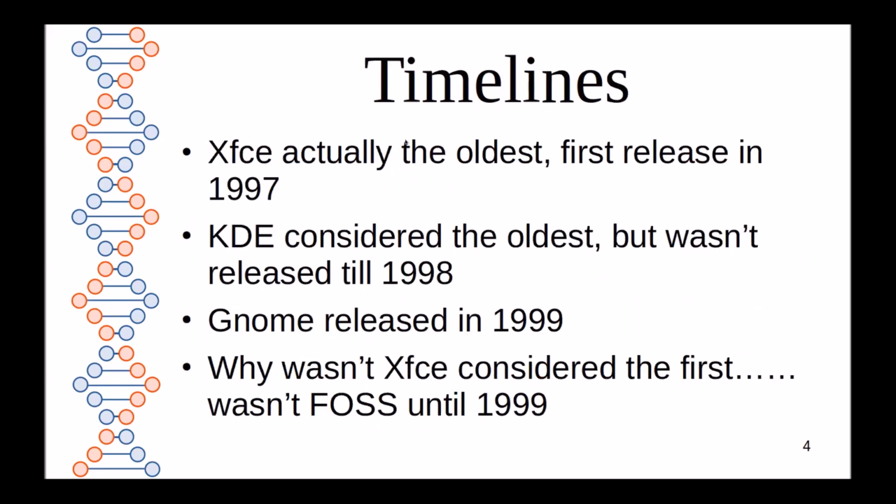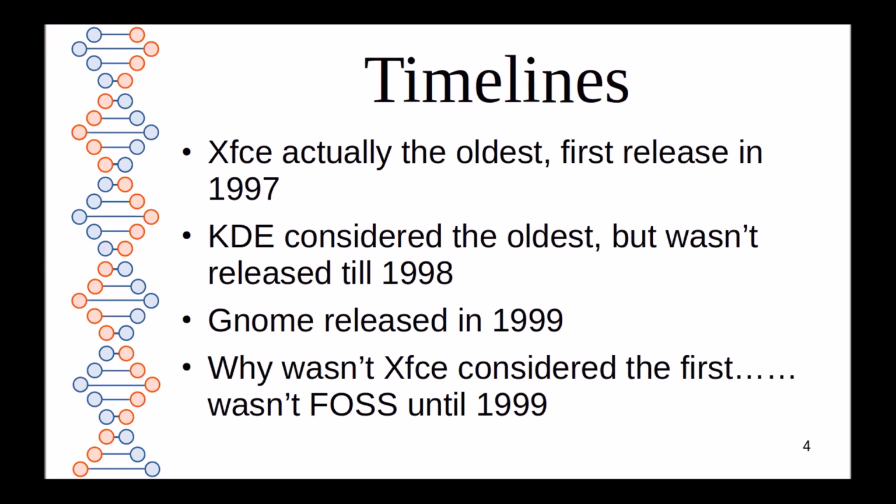In terms of timelines, one of the things that's interesting, XFCE is actually the oldest of the desktop environments. And it was first released back in '97. But KDE, when Orv taught us, is really kind of considered the oldest. It didn't come out until '98. And then GNOME, which is another of the big main ones, was in '99.